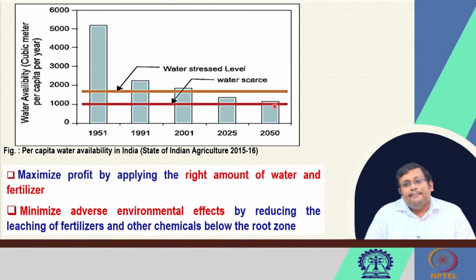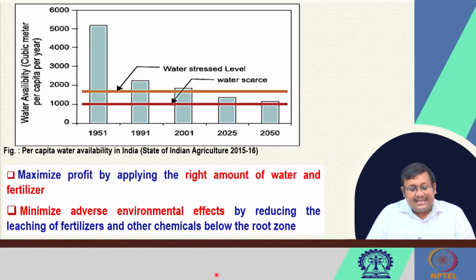So, by applying this fertigation, that is application of fertilizer with irrigation, we can maximize the profit by applying the right amount of water and fertilizer. So, this is the most important thing.